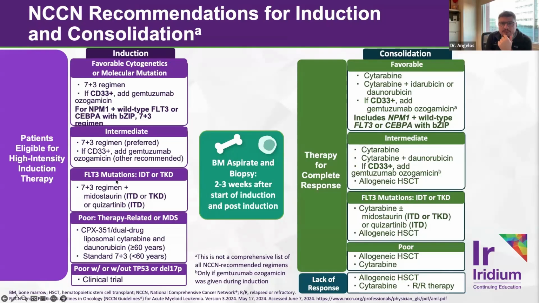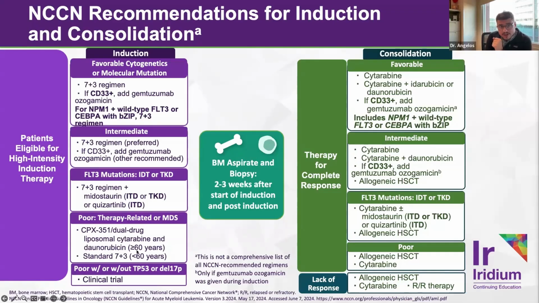If a patient has a FLT3 mutation, the standard of care is to incorporate a FLT3 inhibitor, either midostaurin for ITD or TKD mutated AML, or also even now considering quizartinib only for patients that have a FLT3 ITD mutation. The drug is not biologically active in FLT3 TKD mutated cases.